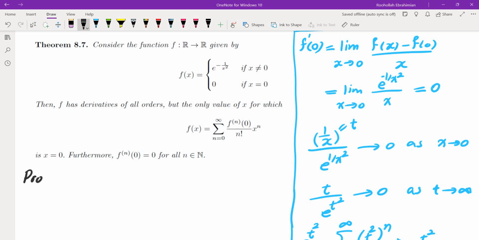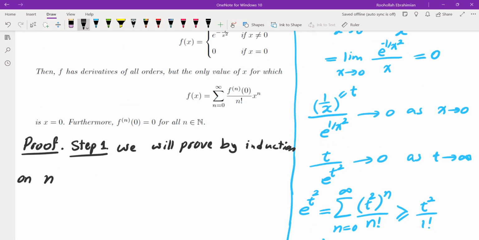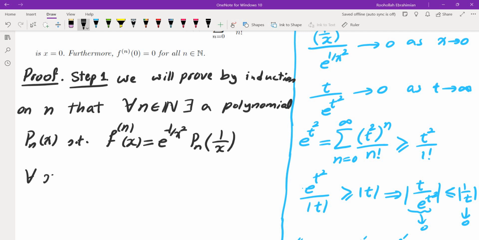Okay, so we will write down the proof and we will break it down into multiple steps. Step 1, we will prove by induction on n that for every natural number n, there is a polynomial, let's call that P_n of x, such that f^(n) of x is equal to e to the negative 1 over x squared times P_n of 1 over x for all x that are non-zero. So the derivative of f at every non-zero point is e to the power of negative 1 over x squared times a polynomial of 1 over x.